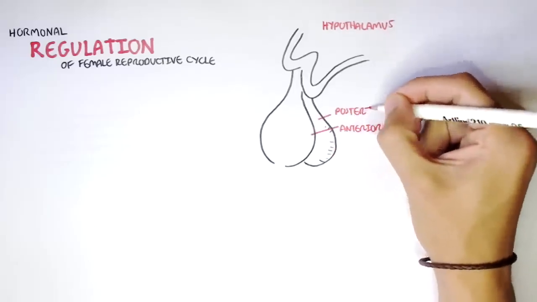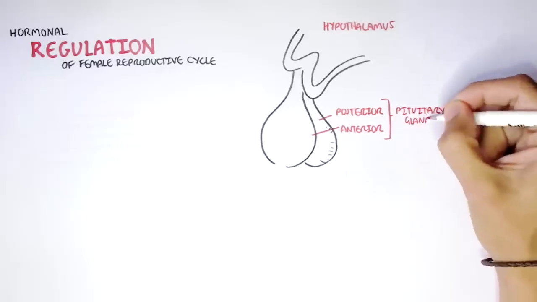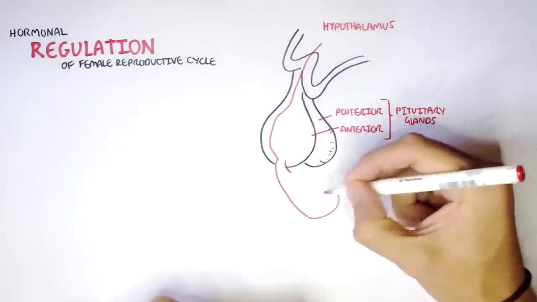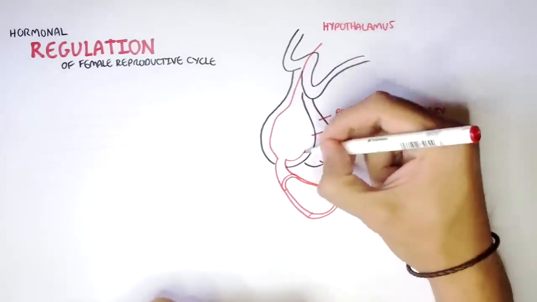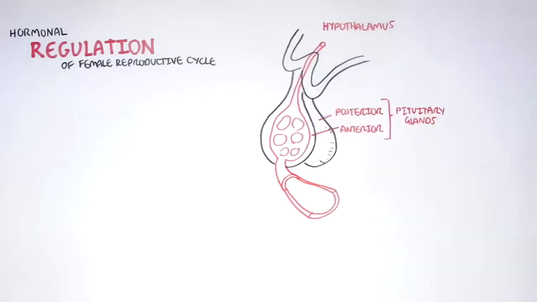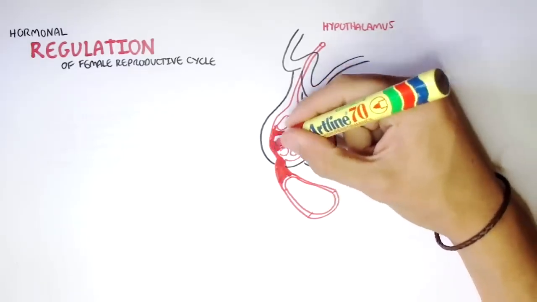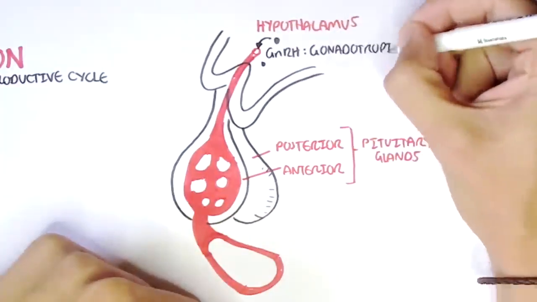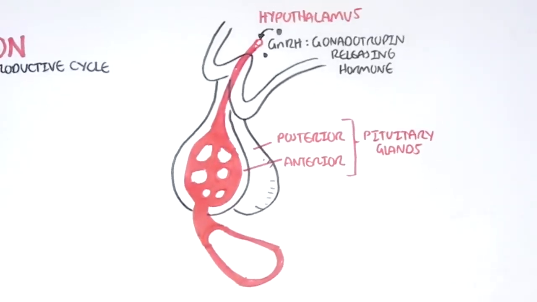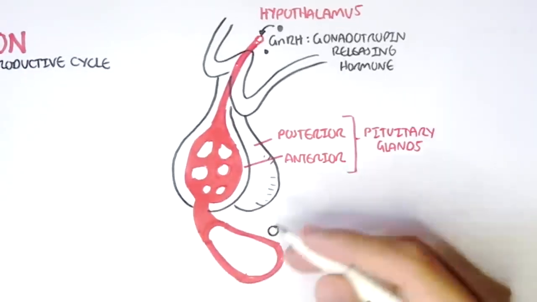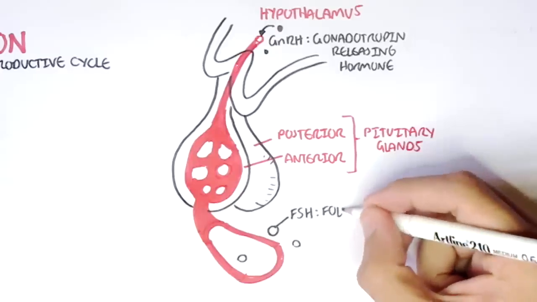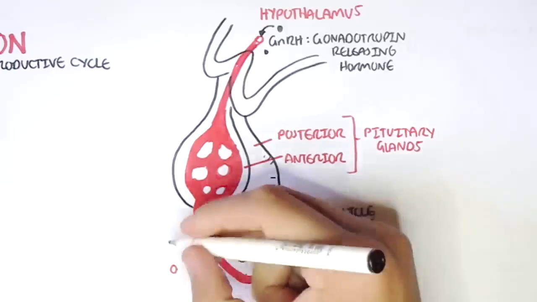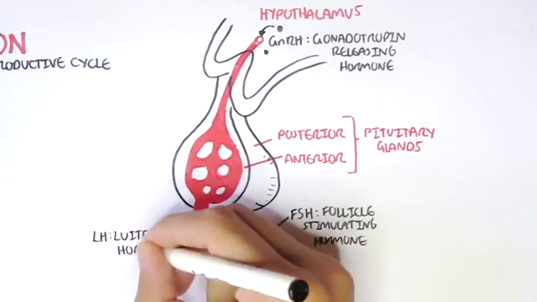So we begin with the hypothalamus and the pituitary glands, which are made up of the anterior and posterior pituitary glands. We'll be focusing on the anterior pituitary gland. The hypothalamus regulates hormones released by the anterior pituitary through the portal blood here. In the female reproductive system, the hypothalamus produces a hormone called gonadotropin-releasing hormone, which will travel here to the anterior pituitary via the portal blood. And it will cause the cells in the anterior pituitary gland to produce two important hormones known as FSH, follicle stimulating hormone, and LH, luteinizing hormone.